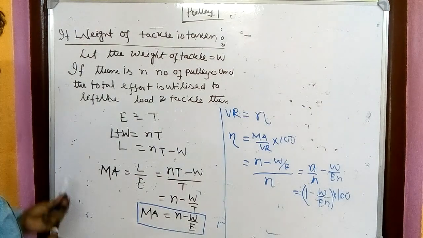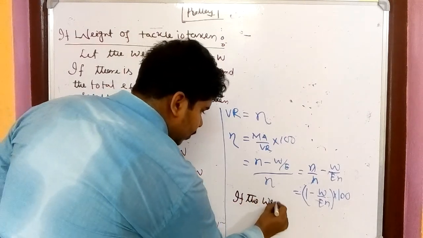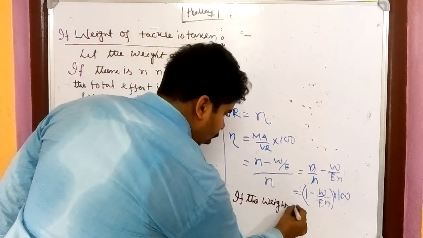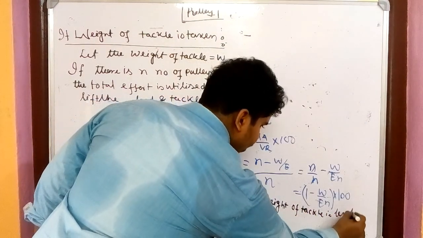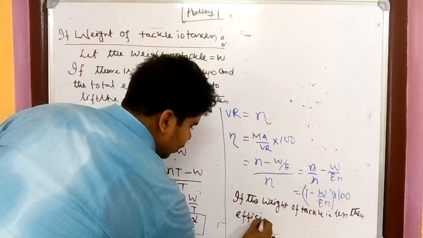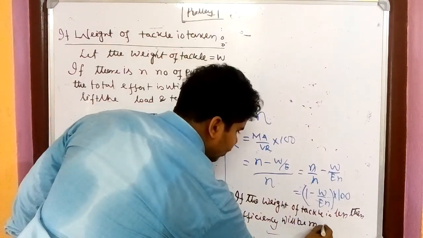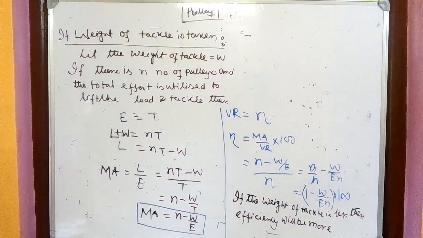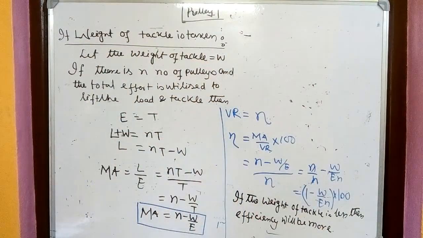So from here we can conclude that if the weight of the tackle is less, then efficiency will be more. If W is less, then the whole term will be very small, and then the efficiency will be increased.